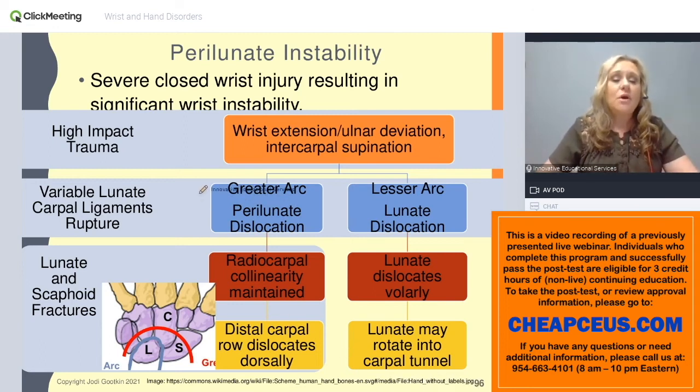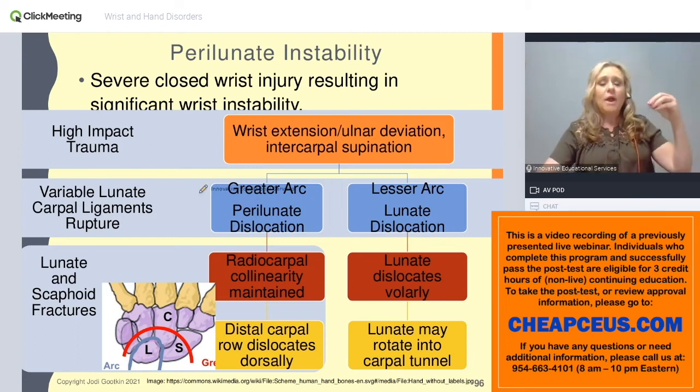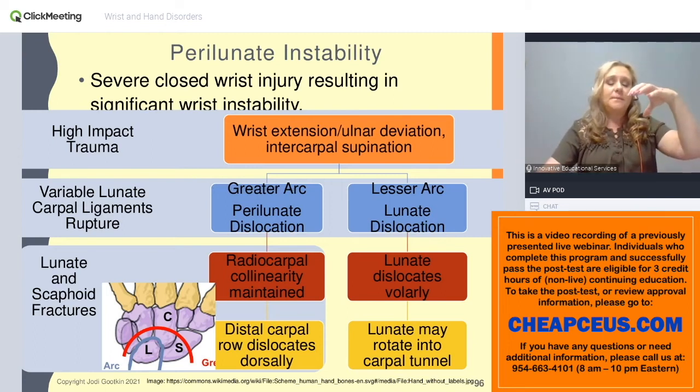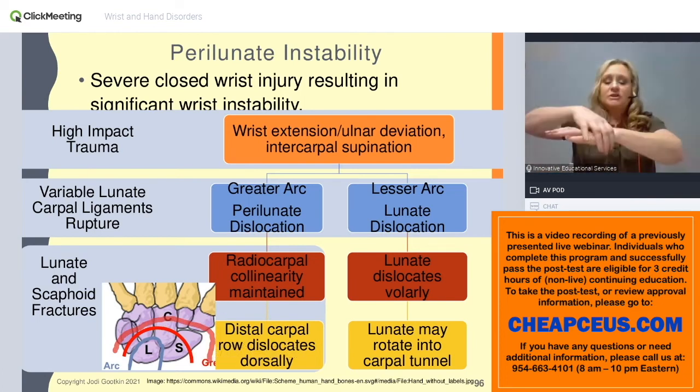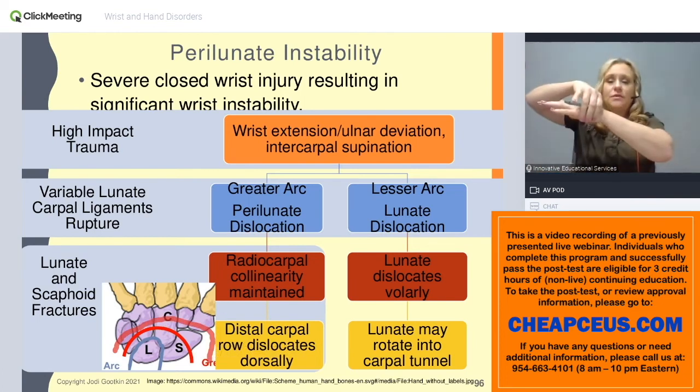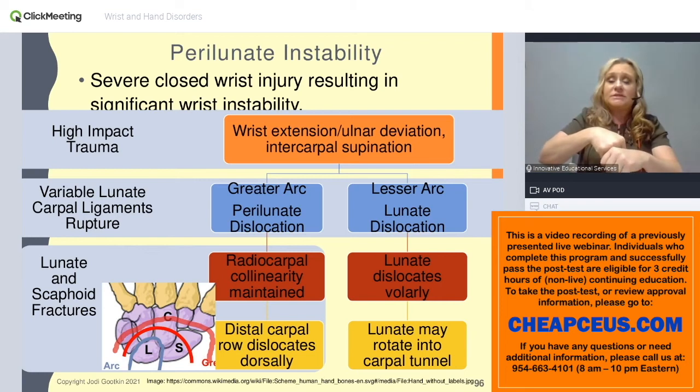The greater arc injuries are going to occur when there's been trauma to the region and we have dislocation across this greater arc, so that we actually have shifting of all the other carpals off of that lunate, but the lunate is going to stay with that radius in order to give wrist stability.